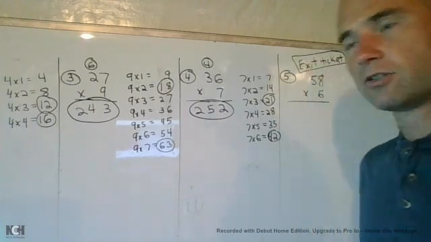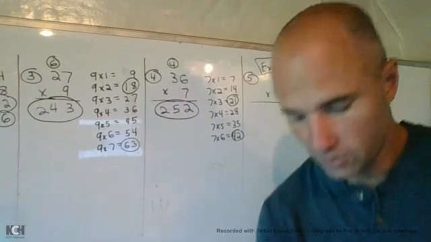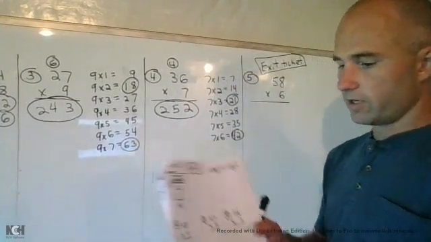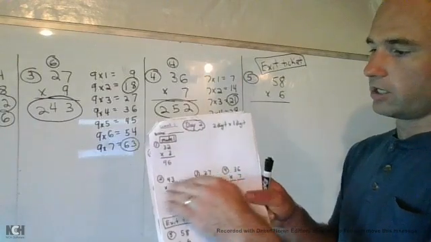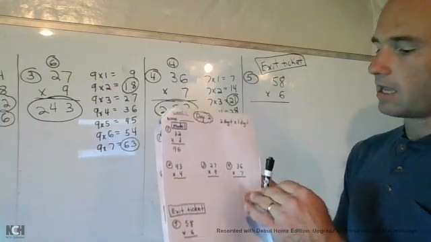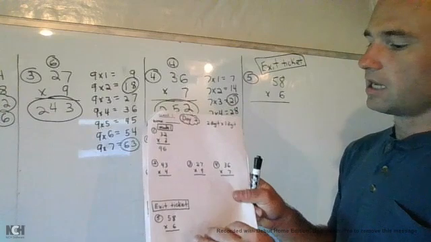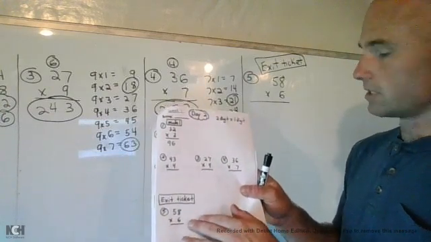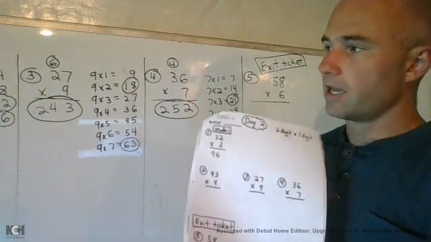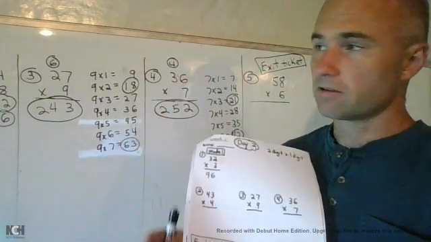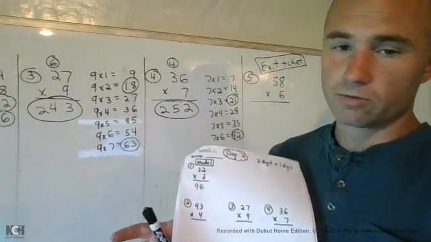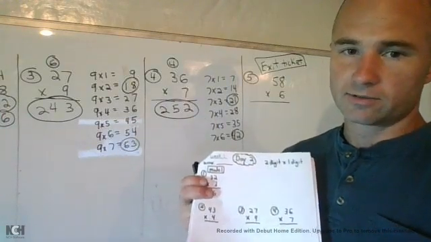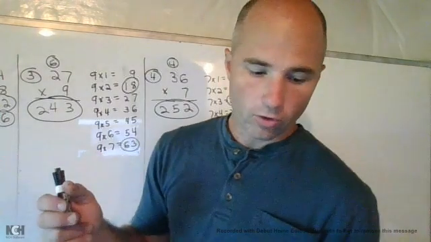So let's move on to our exit ticket. As you've been doing already, you've been doing your work here in the packet, okay? Now I want you to do your work for the exit ticket, 58 times 6. Then go to the Google Form for today, week 1, day 2, and submit your Google Form exit ticket answer. And we'll go over it tomorrow.